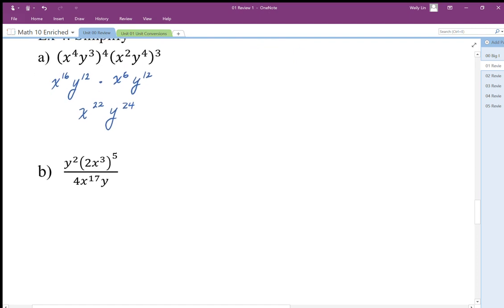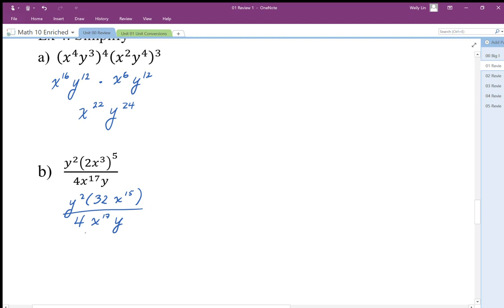Here, I probably want to get rid of those outside brackets. So I'm going to work on 2 to the power 5 is 32. 5 groups of 3 is 15. So I have 15 x's on top. I have 17 y's on bottom. So when I work this all out, I can count up my y's.